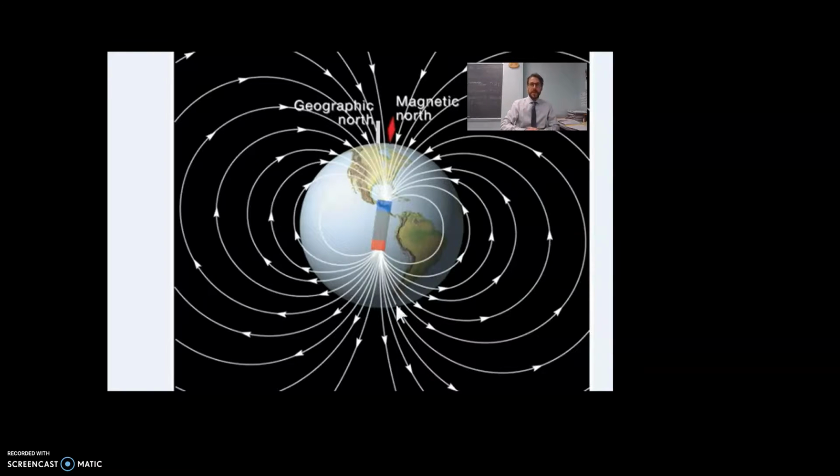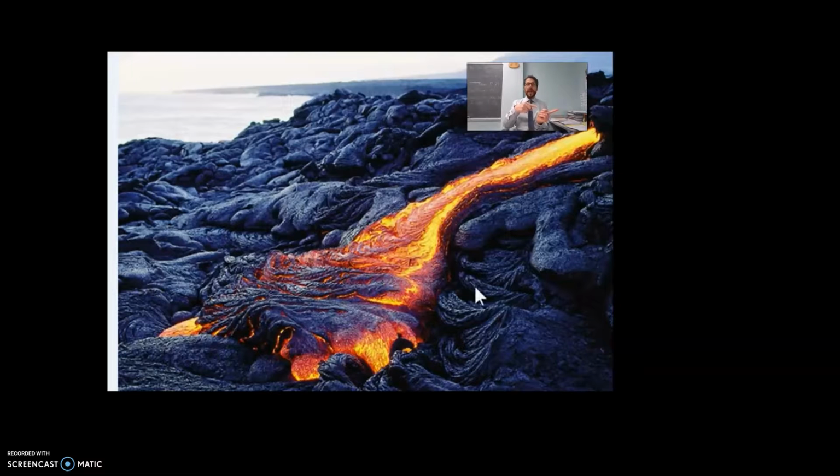But when these flip over, all of the little pieces of iron inside of the newly forming rock will now point to the South Pole. And then when you get eruptions in the future, if it flips back, it's going to point to the North Pole.